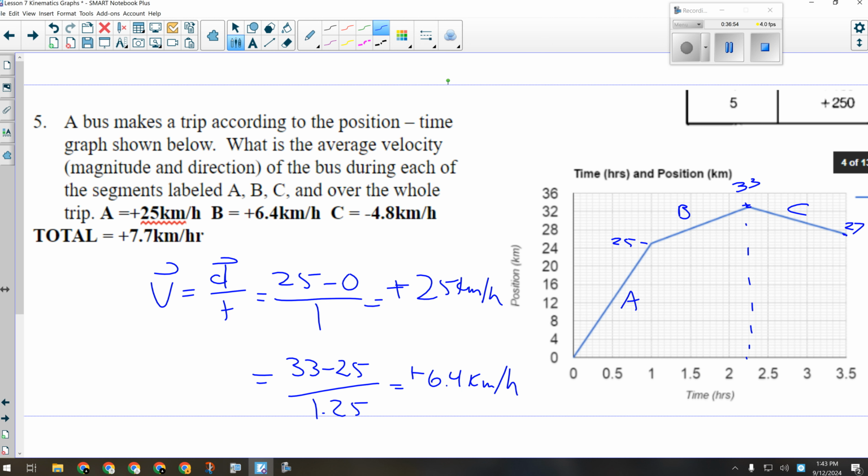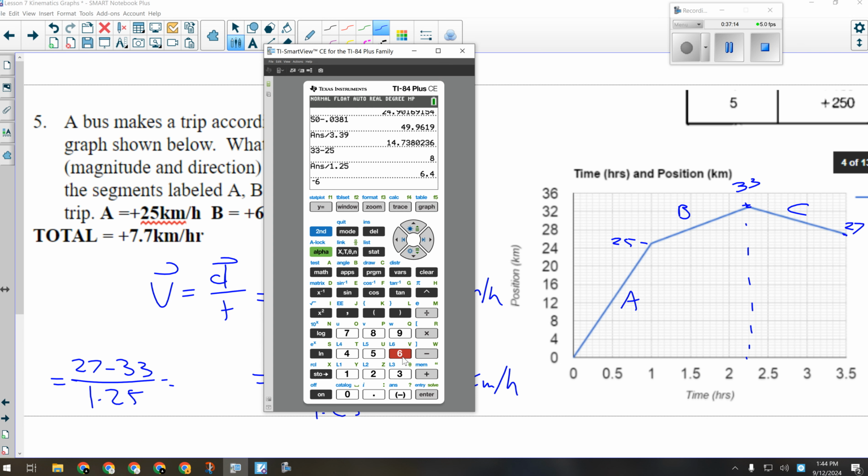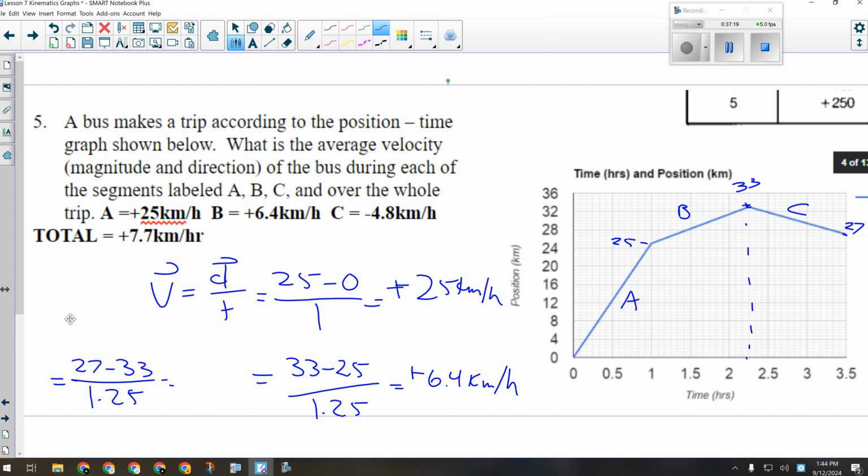And then for the last one, same calculation again, but this time it's going to be 27 minus 33, final position minus initial position. I believe that takes another hour and a quarter. So we'll have negative 6 divided by 1.25, negative 4.8 kilometers per hour. Why is it negative? We're going in a negative direction. We went from 33 to 27.